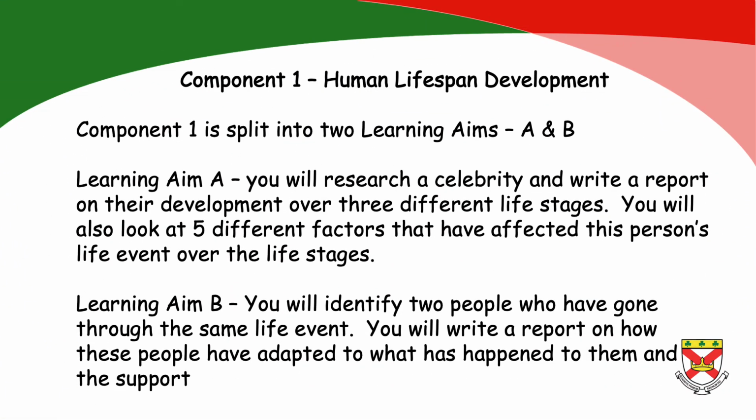So Component 1 is split into 2 learning aims, there's A and B, so there are 2 different reports that you will write. Learning aim A, you will research a celebrity, but it can be somebody you know as well, but you have to anonymise it, so that person's details are kept confidential. And then learning aim B, you identify 2 people who've been through the same life event, so that could be becoming a parent, it could be getting a job, going to prison, and you write a report on how both of those people have adapted to that life event and the support they are given.